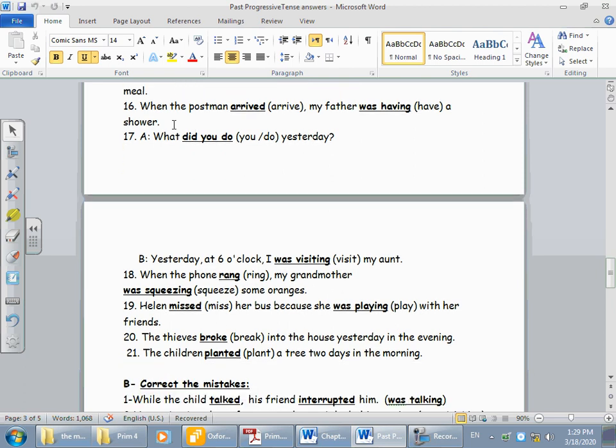Number 16: When the postman arrived, my father (have) a shower. After when comes past simple. When the postman arrived, the second verb is past progressive, was having.